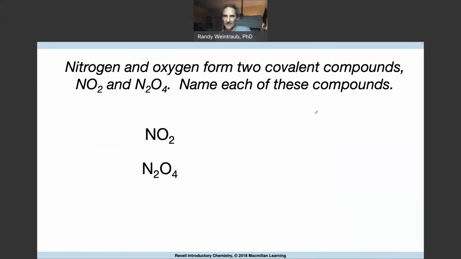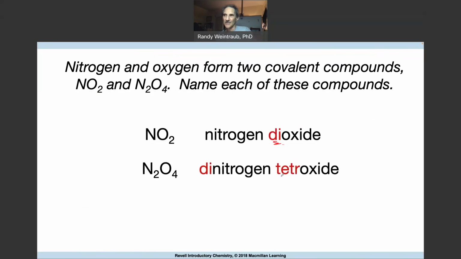Now let's look at some more examples. Nitrogen and oxygen form 2 covalent compounds right here. Their names are nitrogen dioxide, similar to carbon dioxide, and here we have dinitrogen tetraoxide. Notice we drop the a here. If we have oxide, we don't have a vowel and a vowel next to each other. Drop the first vowel.